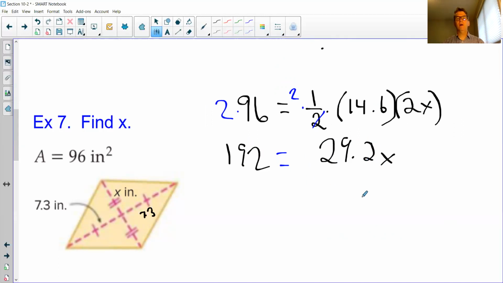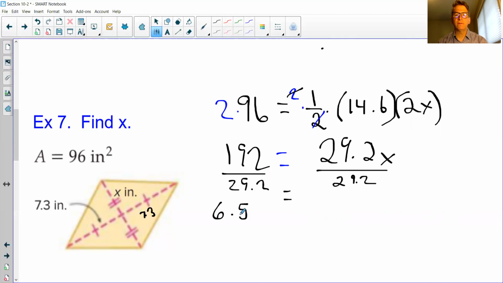If you can use the reciprocal, multiplying by 2 to take out that half, it's one technique to clean up these algebra problems. So lastly, divide by 29.2 and divide by 29.2, and you have yourself 6.58 inches is x. And that's example 7.